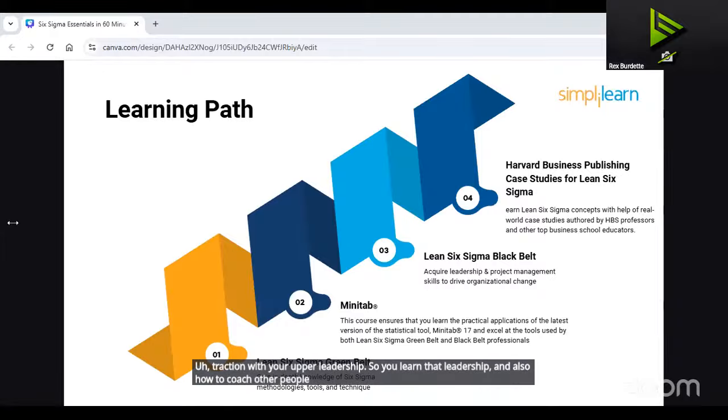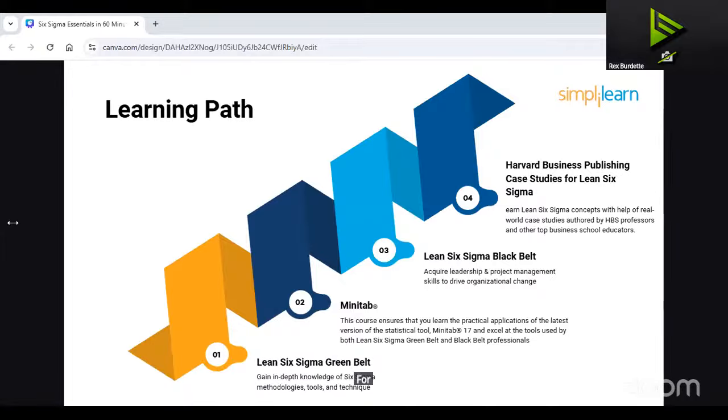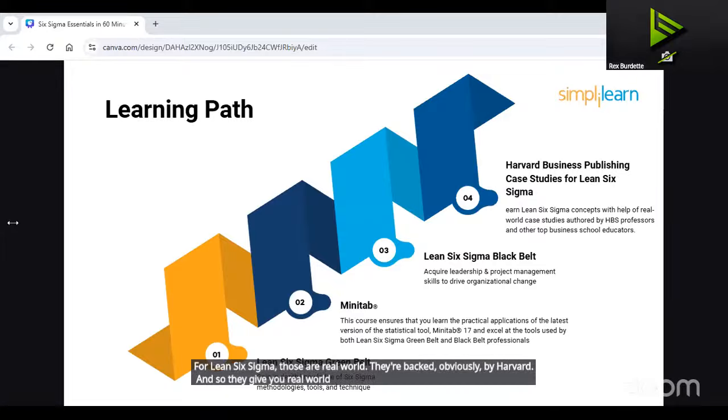If you have a black belt and a green belt, the green belt's looking to the black belt to be a manager, a mentor. And then they have the Harvard Business Publishing case studies for Lean Six Sigma. Those are real world. They're backed obviously by Harvard. And so they give you real world applications and examples for how to do these. So it's very structured and it's very, very good for you to move progressively from one to the other.